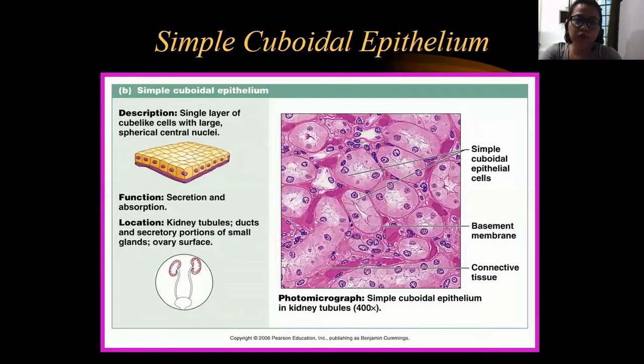As seen in the picture, these are simple cuboidal epithelial cells, with the basement membrane and the connective tissue. Simple cuboidal epithelium is found in the kidney tubules, which also helps in absorption and filtration. These kidney tubules are ducts that secrete portions of small glands, and it is also located on our ovary surface.